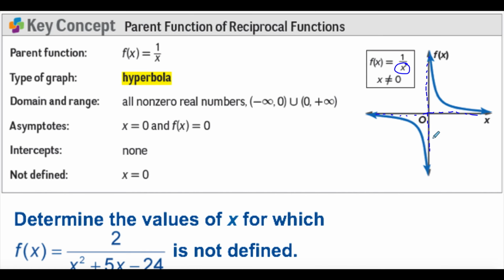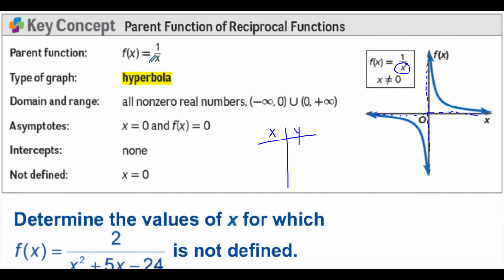It's never going to touch the y-axis in either direction. Okay, if I were to graph 1 over x, the best way to do it would be an XY chart.